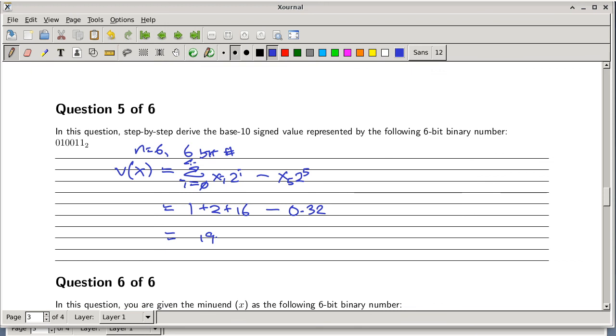No. i is going from 0 to 4 because 4 is n minus 2. That's just the notation. Okay, so you just write that. Yeah, so if n is the number of bits, then you only want to sum up to the second most significant bit. The most significant bit is n minus 1, or the position is n minus 1, so that makes the second most significant bit located at n minus 2.